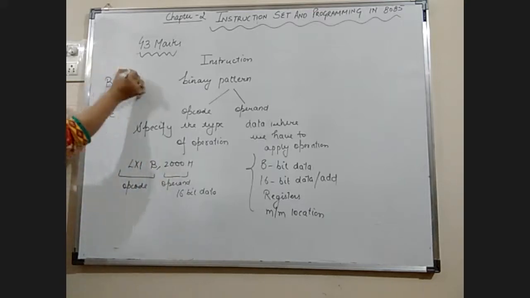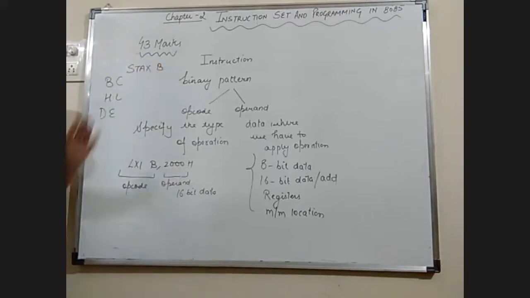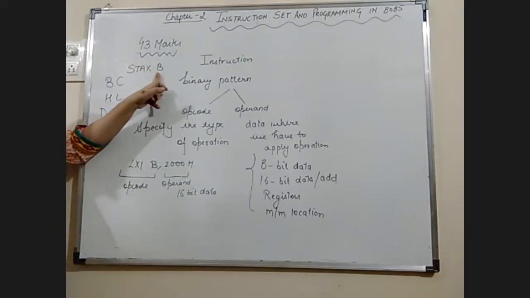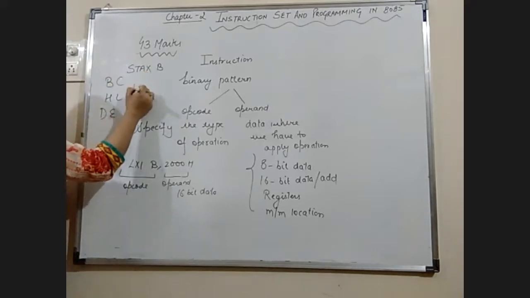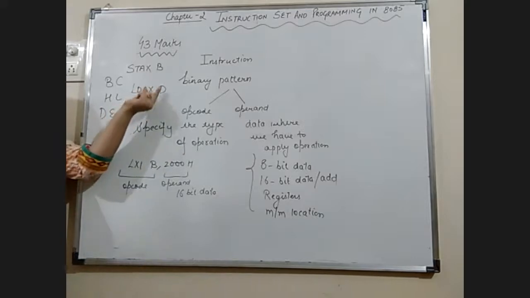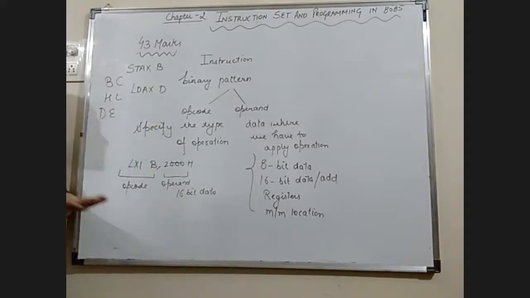For example, we have an instruction in 8085 that is STAX B. This instruction means we are talking about the BC pair, because X is in the instruction. Next instruction, suppose LDAX D. This again means we are talking about the DE pair because X is given in the instruction. So wherever X is given in any instruction, we are talking about the pairs.